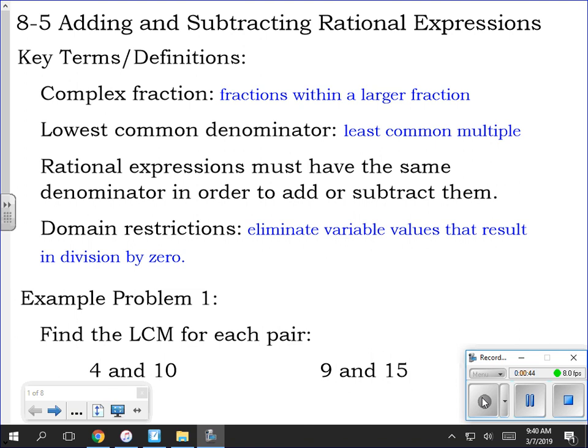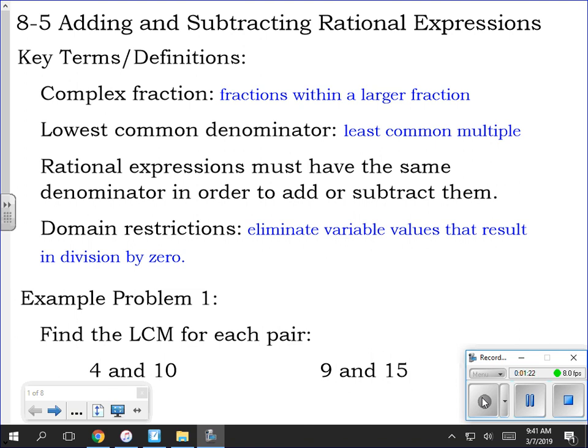Okay. Lowest common denominator, that's the least common multiple. Your lowest common denominator is what you need to have to add or subtract fractions. You cannot add or subtract fractions without a common denominator. Just because we have variables involved, the rules do not change. Anytime you add or subtract fractions, you have to have a common denominator. Just because variables are now involved, the rules are still the same. You have to have a common denominator.